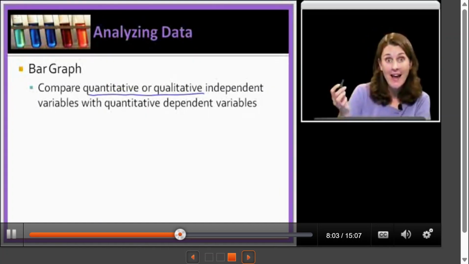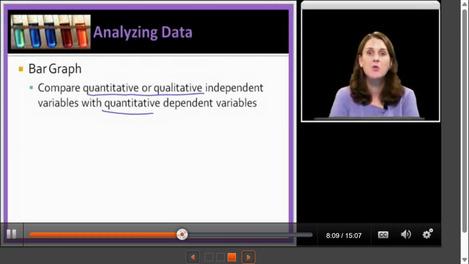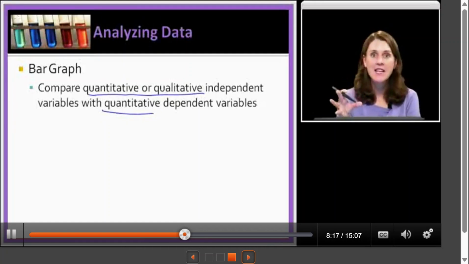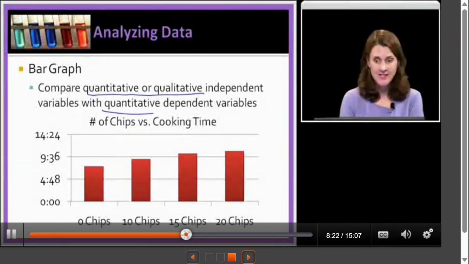Now on our y-axis for our dependent variable, that's still going to be quantitative, because let's say you were counting the number of people that had those hair colors. So again, on your y-axis, the numbers would be quantitative. Now back to our example with the cookies. Here's what our bar graph could look like for that example.